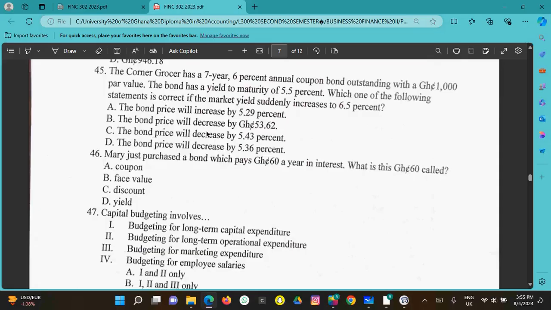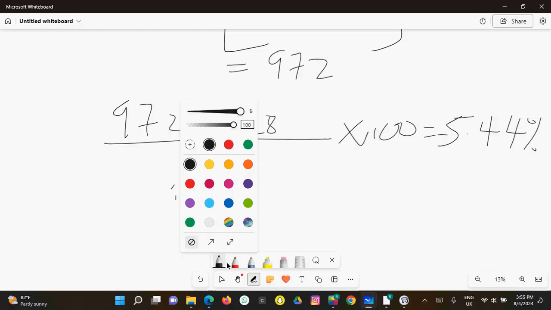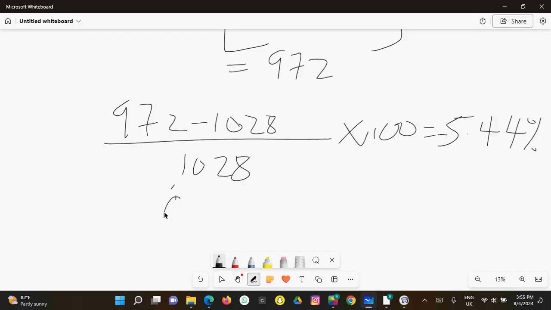The answer here is C, 5.43%. The reason why I'm getting 5.44 is because I didn't round the figures. I'm supposed to get 972 point something. I didn't bring this thing. That's why I'm getting this. So the answer to this question is C.